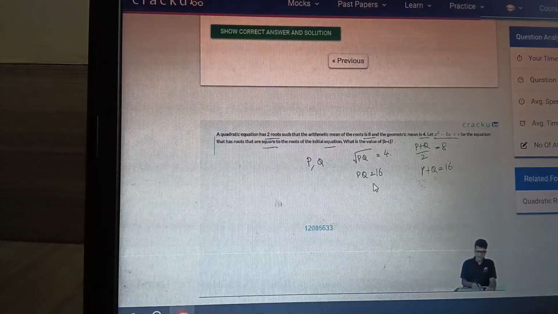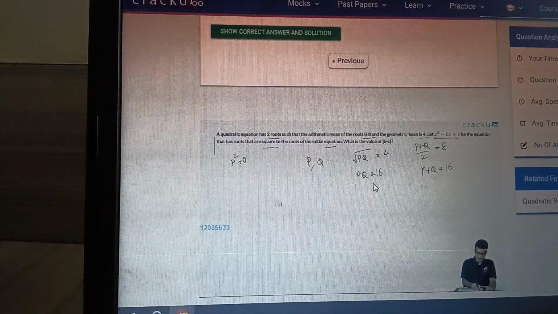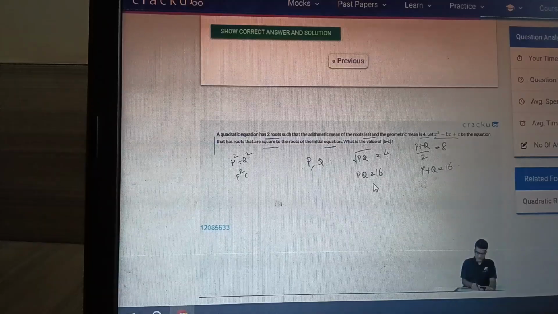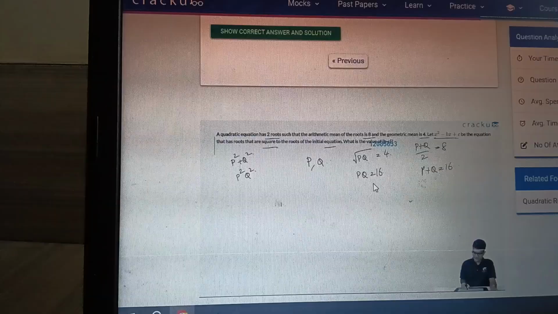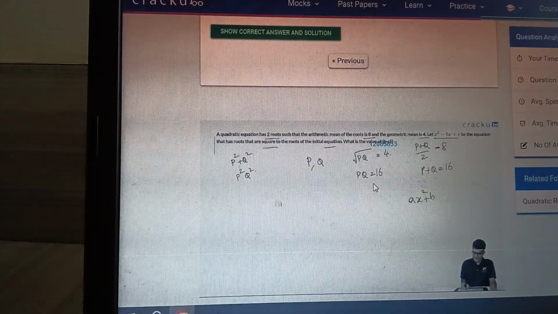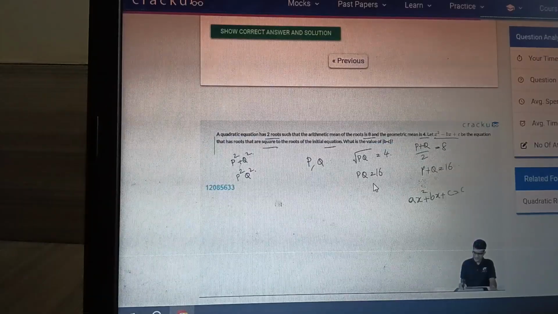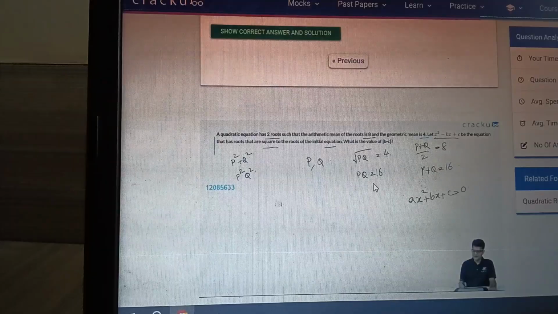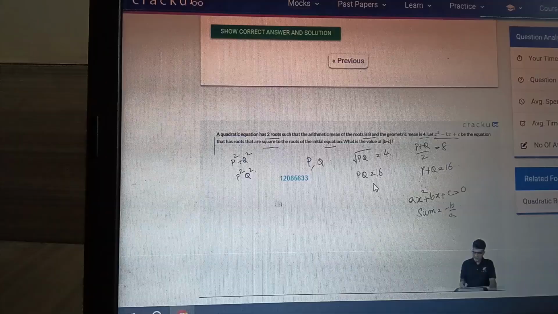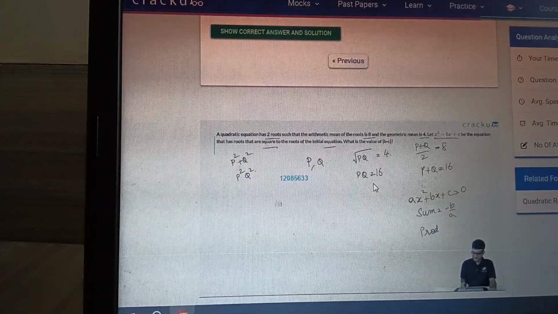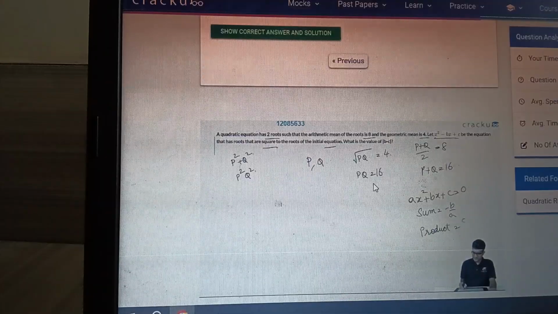So essentially we are required to first calculate the value of p square plus q square and the value of p square into q square. Why is that the case? Because if you have a quadratic equation of the form ax square plus bx plus c is equal to 0, the sum of the roots will be minus b by a and the product of the roots will be c by a.